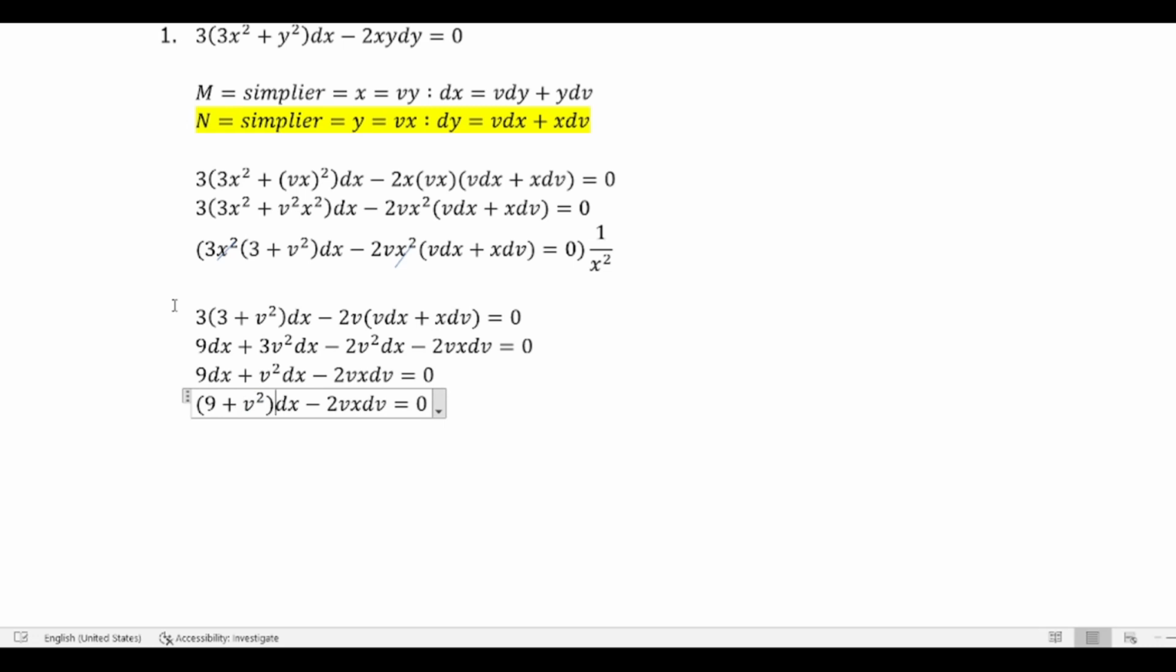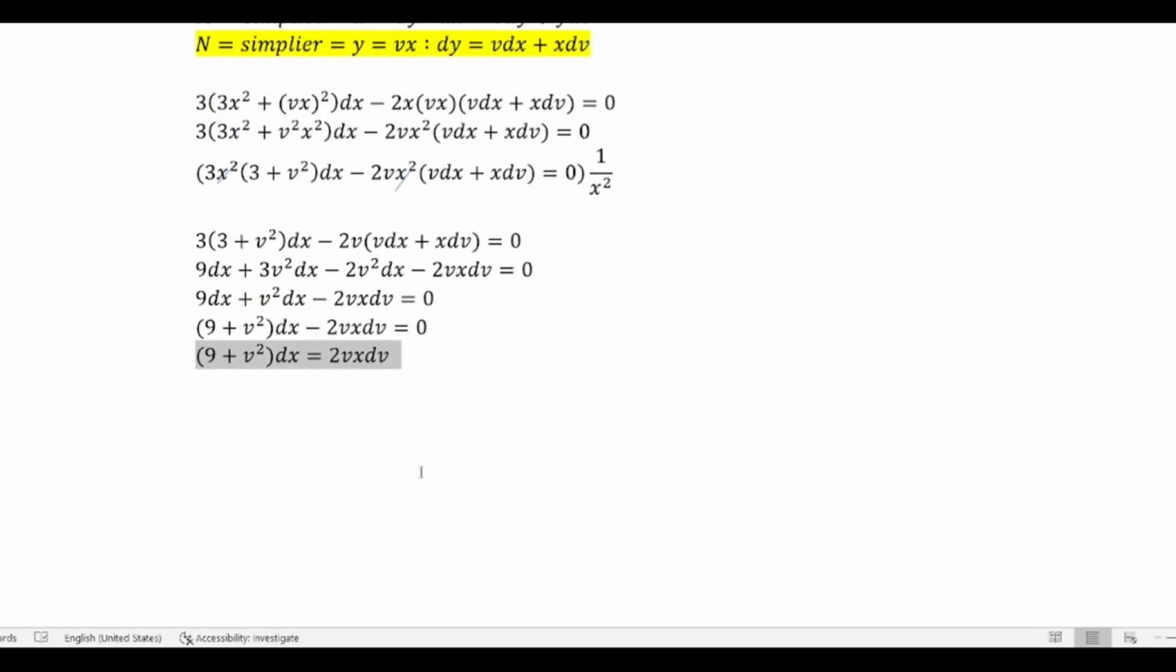Right. So after that, we can actually transpose this one to the other side so that this one will become negative. Okay. So let's copy this. And this one should be over here: 2bx db. Okay. So now, upon checking, we can actually perform separable variables.